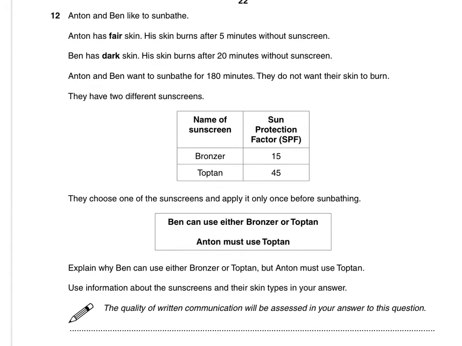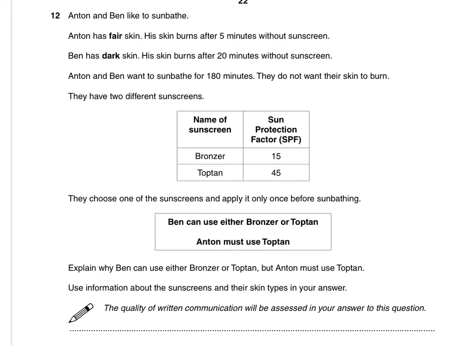Okay, so we've got 2 people, Anton and Ben. They like to sunbathe. Anton has fair skin, so obviously quite pale. His skin burns after 5 minutes without sunscreen. Ben has dark skin. His skin burns after 20 minutes without sunscreen. Anton and Ben want to sunbathe for 180 minutes. They do not want their skin to burn.